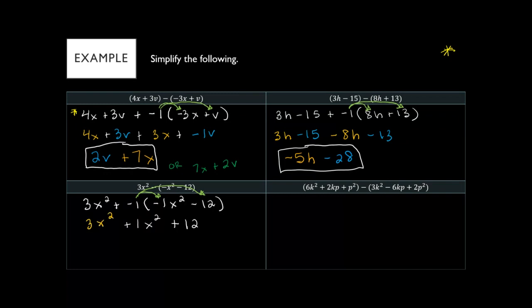And then when we look at our like terms, the x squared parts match, and we don't have anything that matches with the 12, so that's just going to be by itself. And these are actually already in order for us, which is really nice. So we have 3x squared plus 1x squared. So it's going to be 3 plus 1, which is 4. And then it just stays x squared. And then I have my plus 12. The plus 12 just kind of hangs out at the end. So we have 4x squared plus 12 is the final answer.